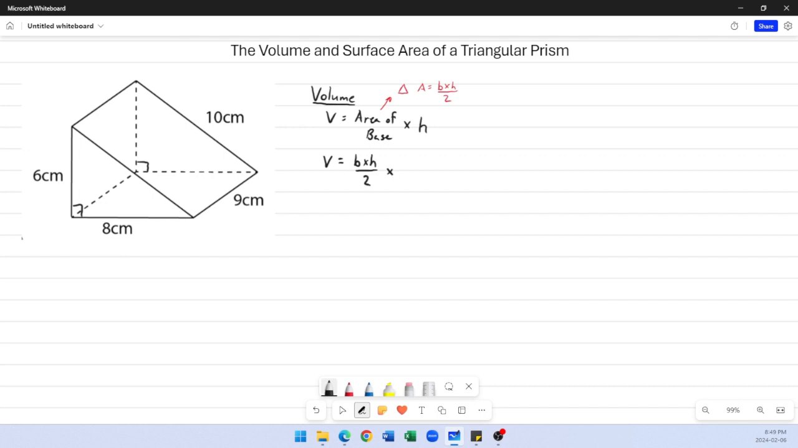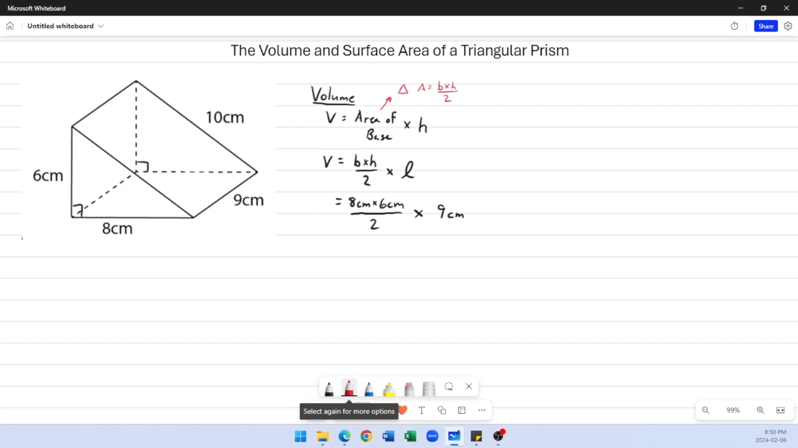And we're going to multiply that. We have to multiply by not just the height in our case, but the length between the two triangular faces. And it looks like that'll be 9 centimeters. So I'm going to put an L instead to say the length of the prism. So let's start off with the triangle: base times height divided by 2. Base is 8 centimeters, multiplied by 6 centimeters, divided by 2. And we'll multiply it by the length. Our length here is 9 centimeters.